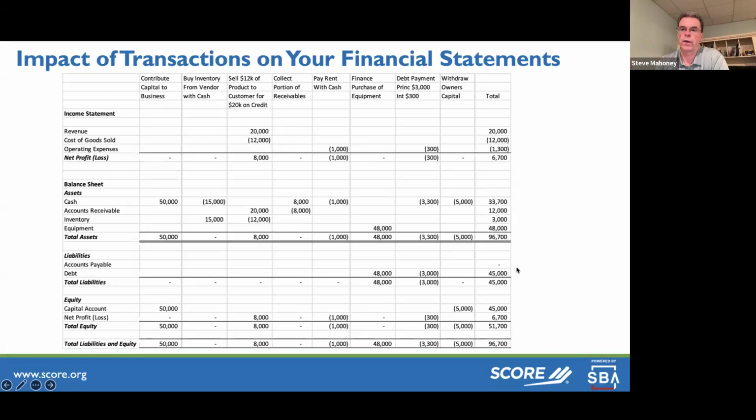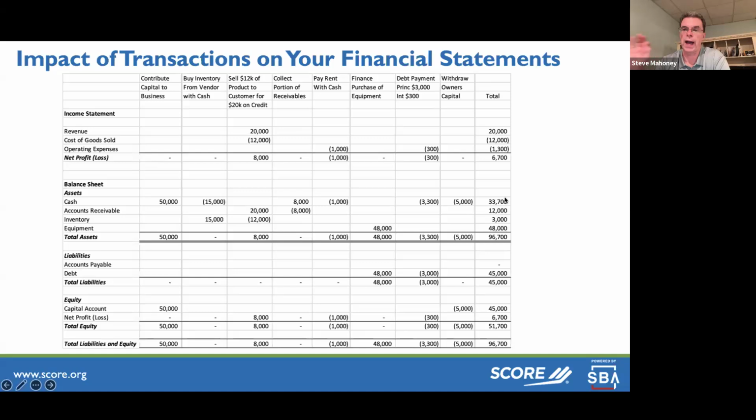And then what I just included on the right here is just a total, which basically sums up all of these transactions over to the right, such that you can say, for this period of time, for these whatever 7 or 8 transactions, the business recorded revenue of $20,000. They had cost of goods sold of $12,000. They had operating expenses of $1,300. They had net profit of $6,700.